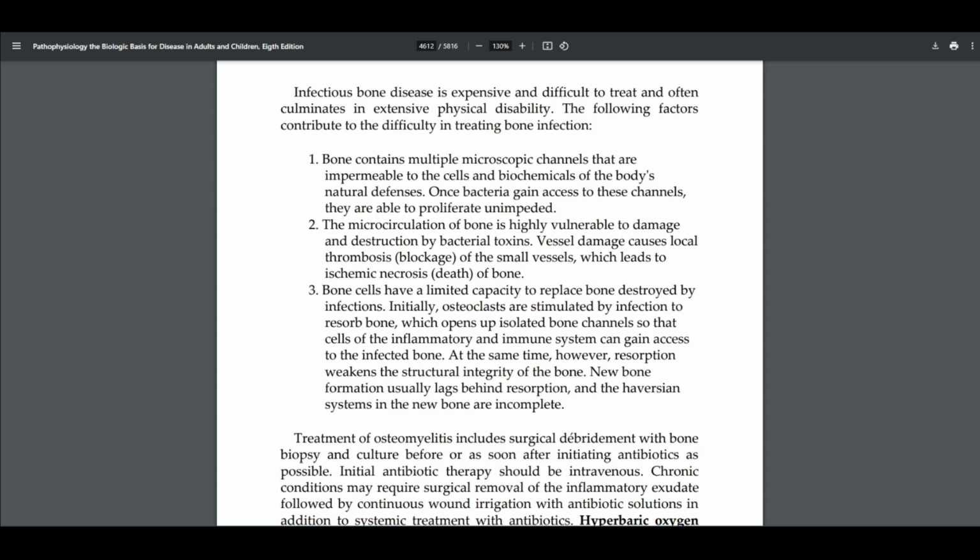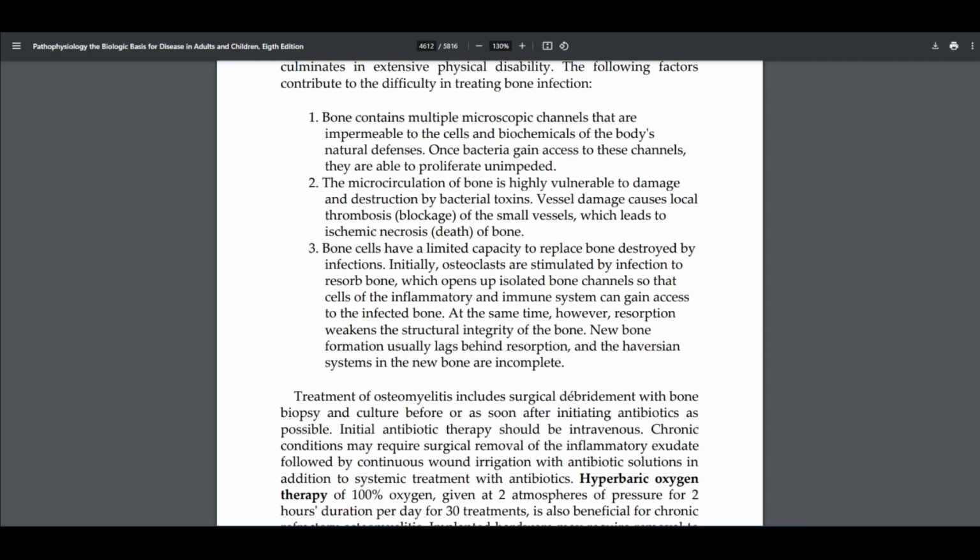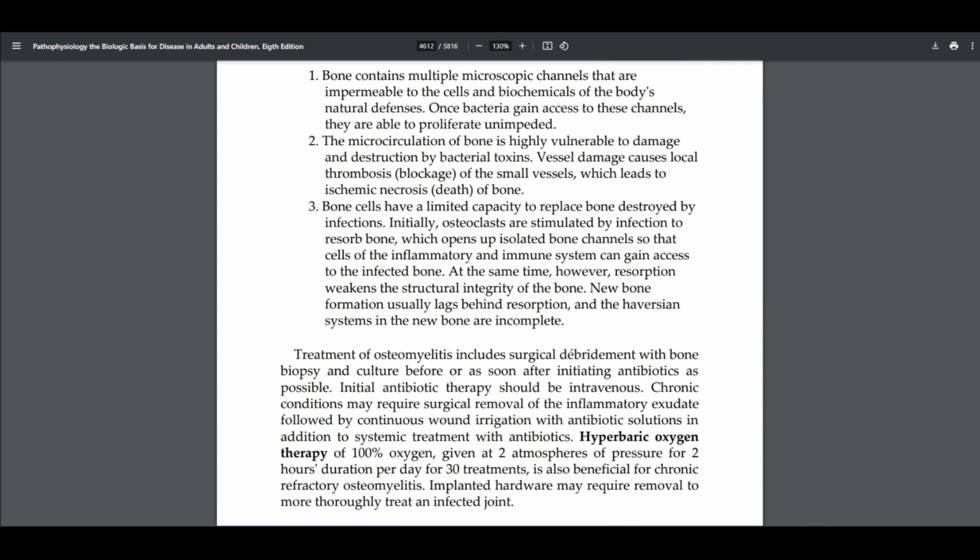The following factors contribute to the difficulty in treating bone infection. Bone contains multiple microscopic channels that are impermeable to the cells and the biochemicals of the bone's natural defenses. Once bacteria gain access to these channels, they are able to proliferate unimpeded. The microcirculation of bone is highly vulnerable to damage and destruction by bacterial toxins. Vessel damage causes local thrombosis of the small vessels, which leads to ischemic necrosis of bone.